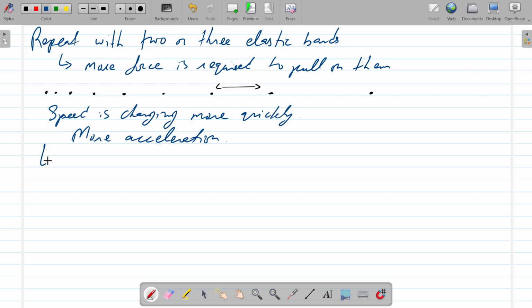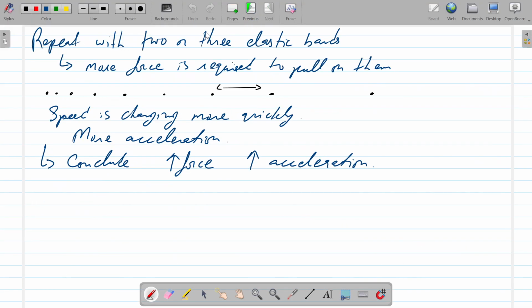And from this, we can conclude that the more the force is applied, the greater the acceleration. That is a conclusion that we can reach. Now, that's one setup for the experiment.